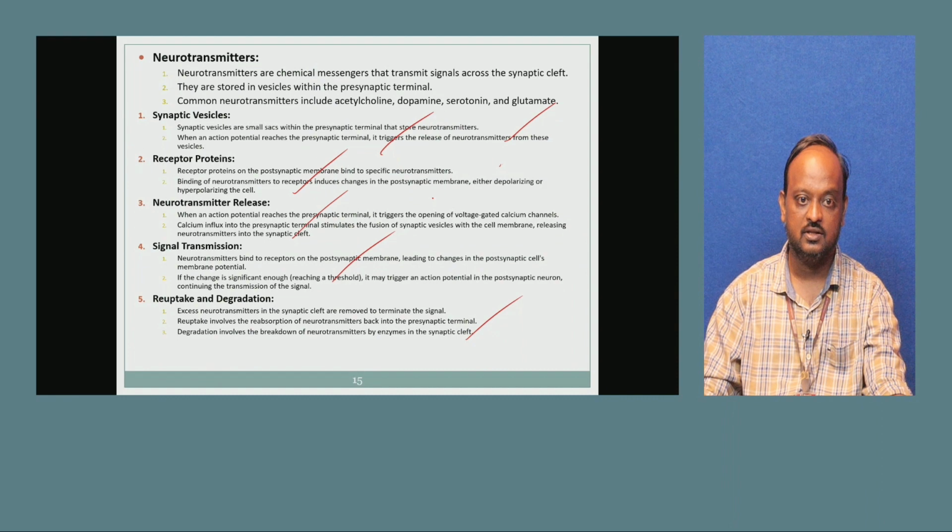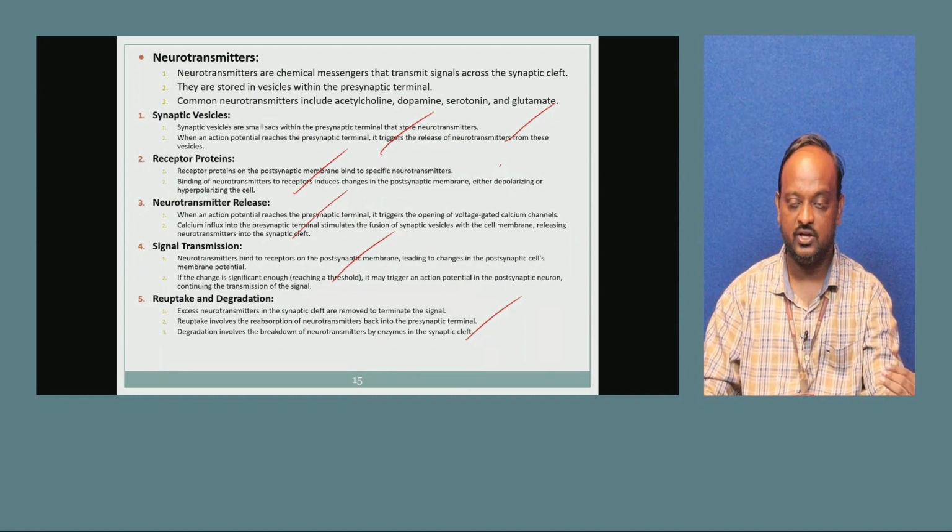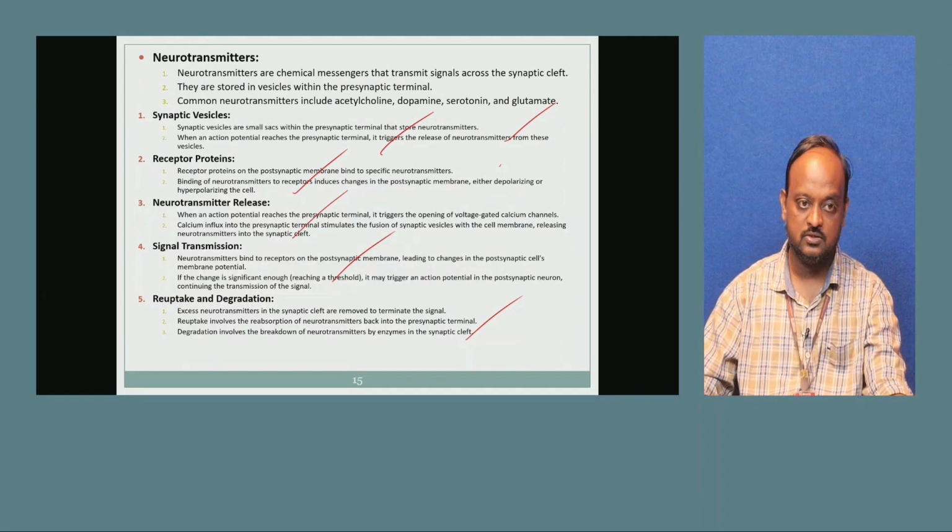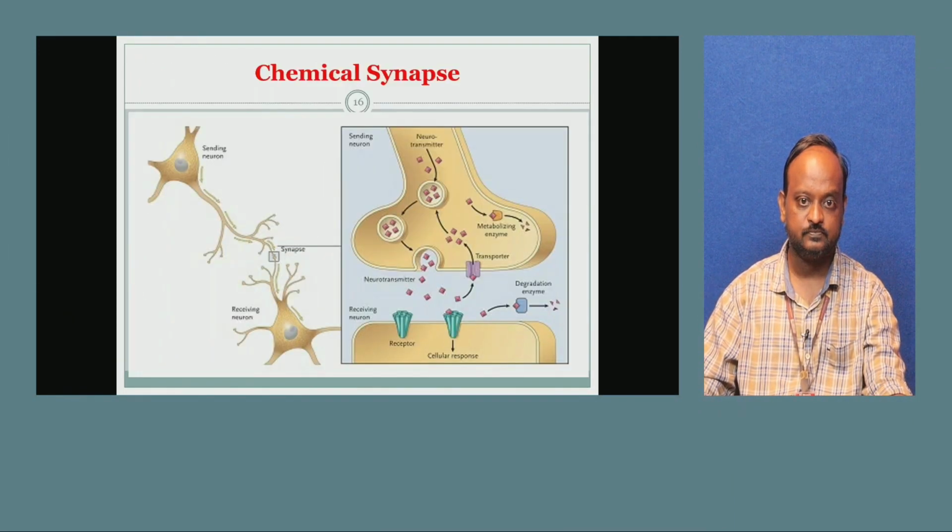And next one, signal transmission. Whenever the neurotransmitter comes and binds to the postsynaptic neuron, the signal is propagated from one neuron to another. Once the signal is transferred, whatever neurotransmitters are left in the synaptic cleft will be reuptaken into the presynaptic neuron, and also they will be degraded, right? So these are the important terminologies in the case of synapse.